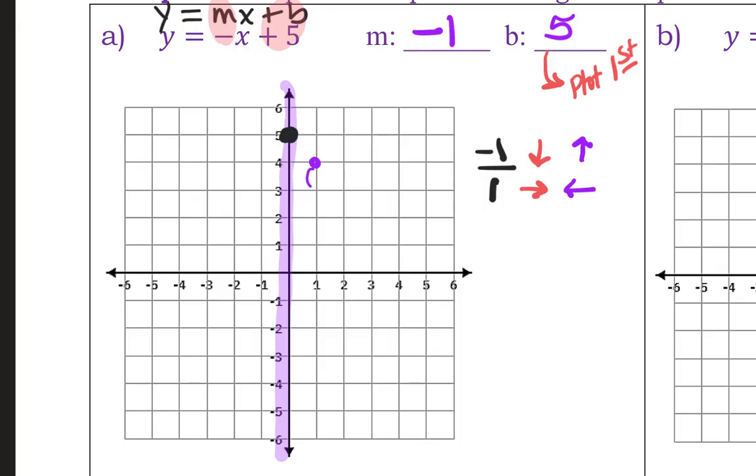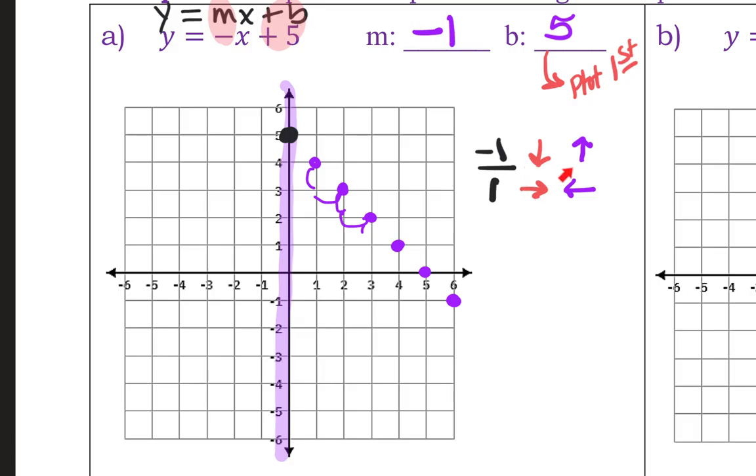So I'm going to go down 1, over 1, and I'm going to make my point. Down 1, over 1, make another point. And I'm going to keep going till I hit the end of my graph. Okay, that's going down 1, over 1. That was me going down to the right.